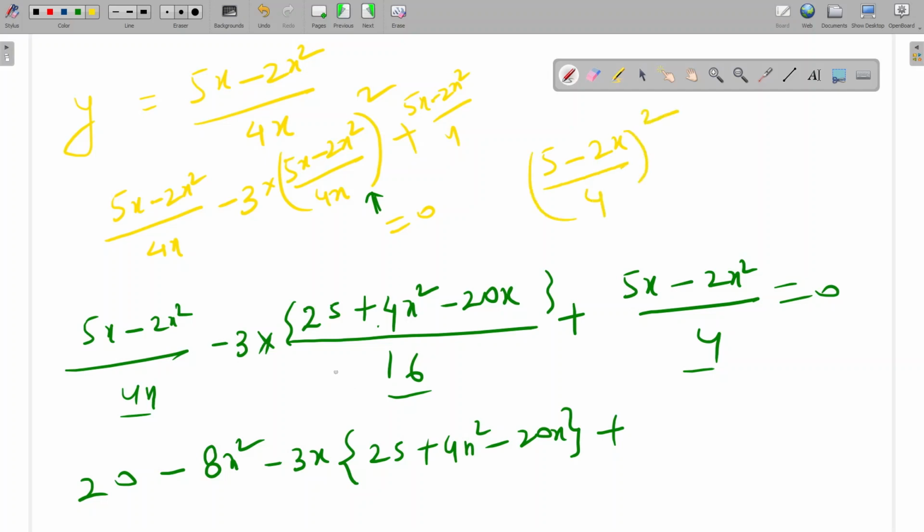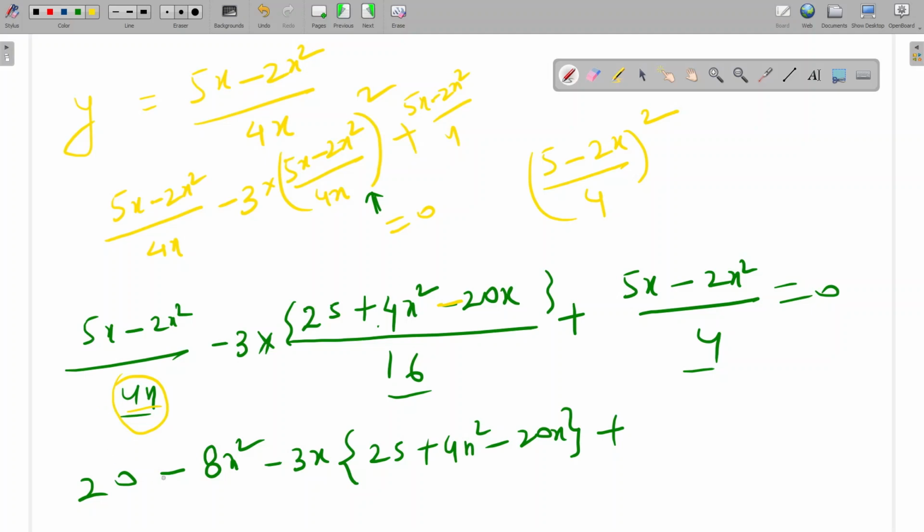Okay, so 25 plus 4x square, and 4 into 5, 20. Is it clear? It is correct now. Minus only will be here, a minus b whole square. Okay, so this LCM will be 16x. So 16x, it will go 4 times. One second. So 4 into 4.